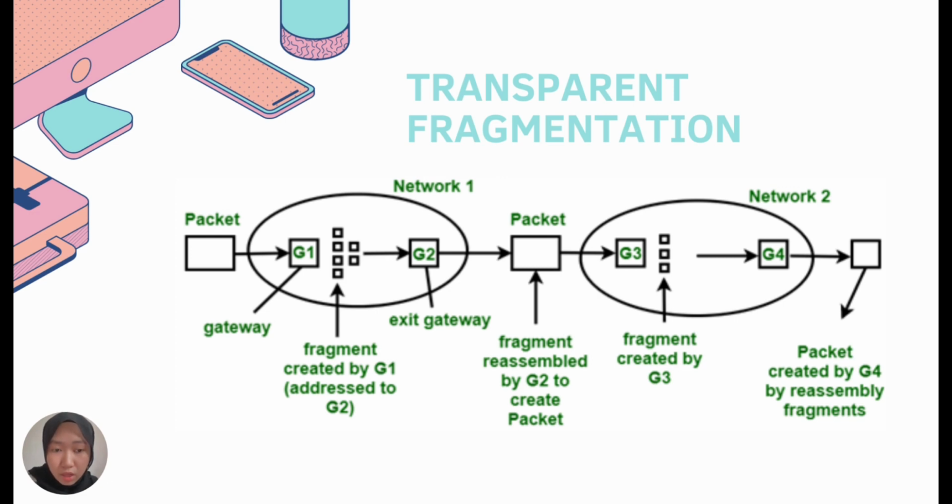The exit gateway G2 of network 1 will recombine all fragments into the original packet based on the information in the fragmentation header created by G1, before passing them to network 2. The subsequent network is not aware that fragmentation has occurred. We can see this type of strategy is used by ATM networks.